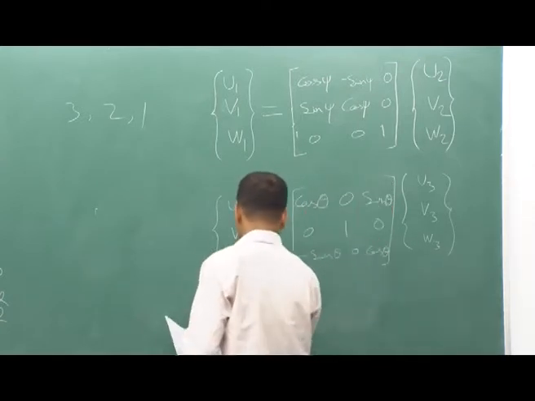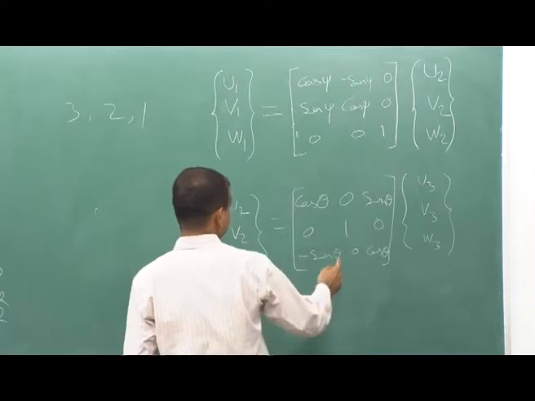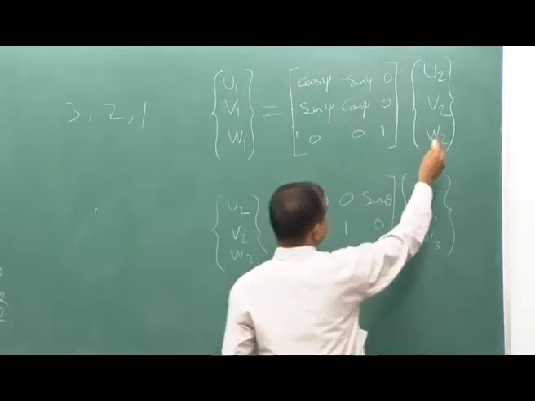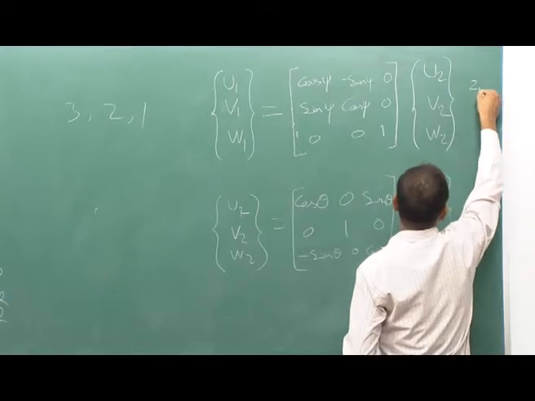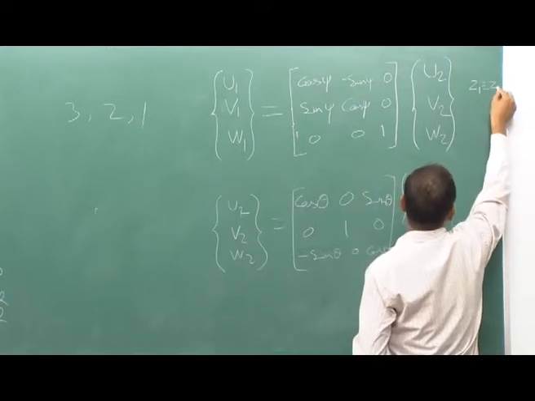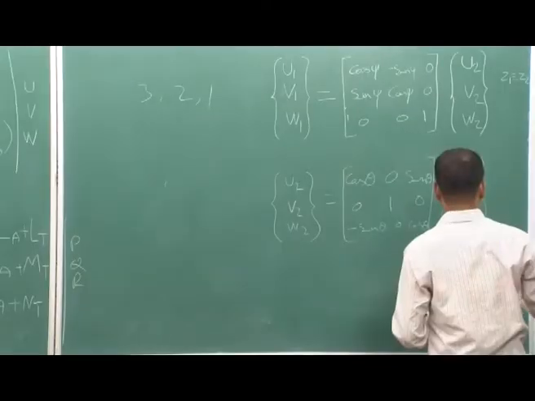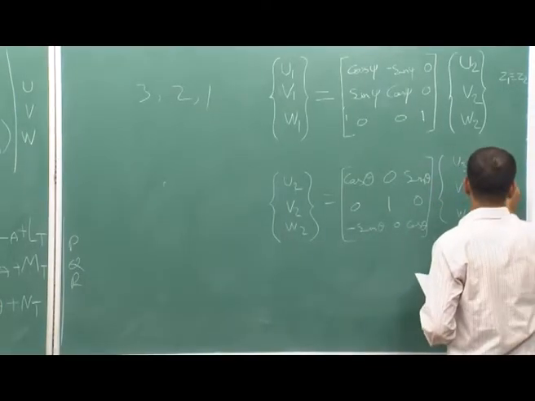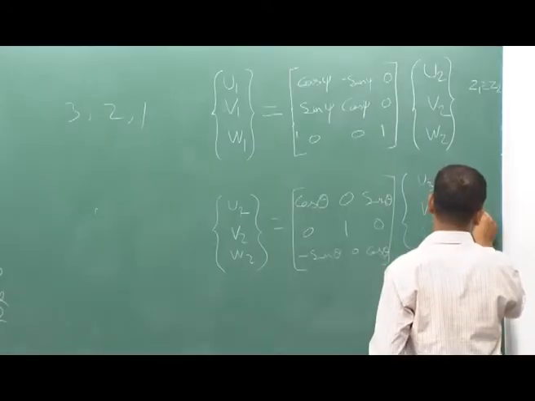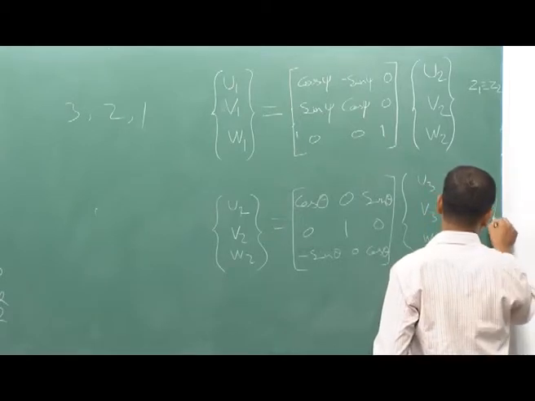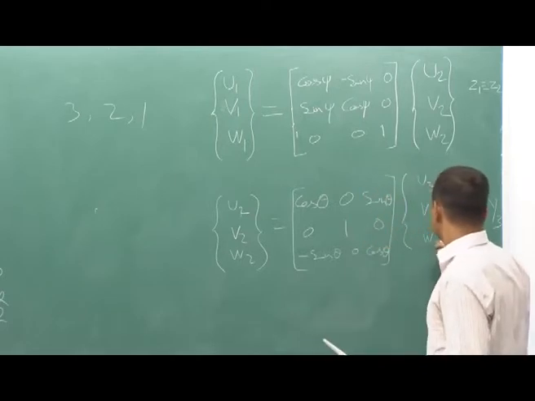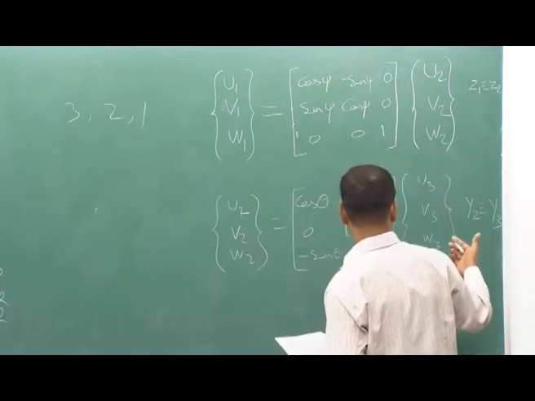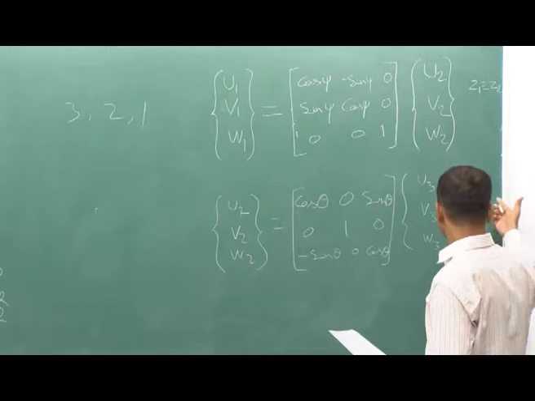And finally, the third rotation. In this rotation we had Z1 and Z2 same. In this rotation we have Y2 and Y3 same, because we are rotating about this Y2, and after the rotation also it will remain same.